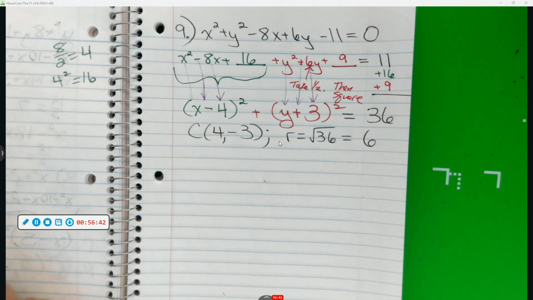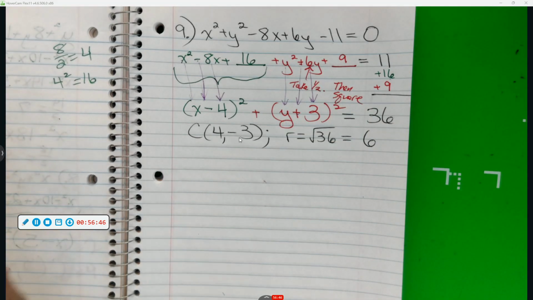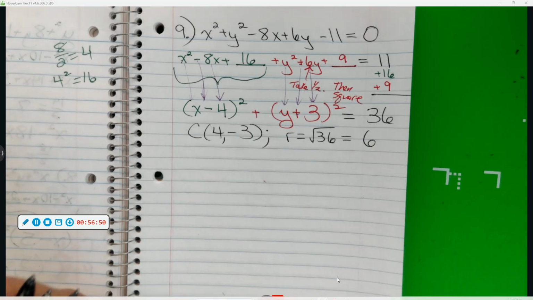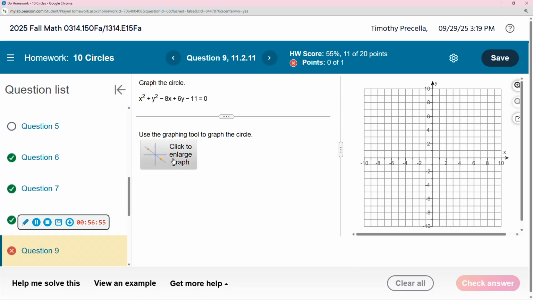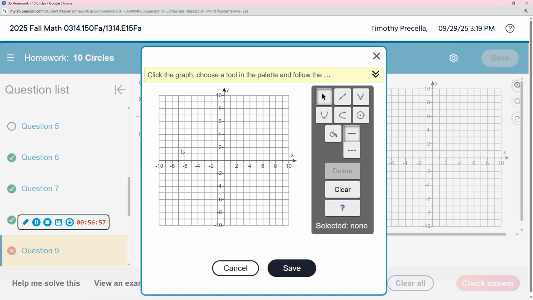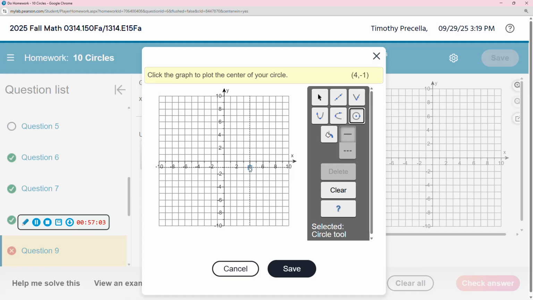Good. And you don't type that in. You use that information to draw the graph. The center is at 4, -3. The radius is 6. Eventually there'll be one where you type it in. Click, circle. 4, -3, right 4, down 3. I'm at 4, -3, yeah.